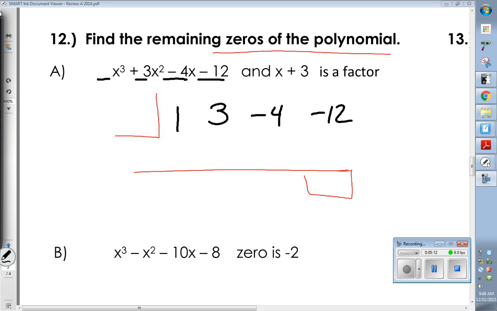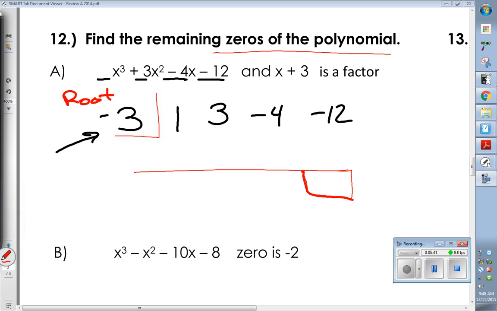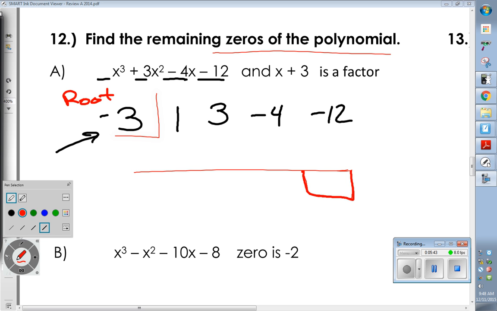It says x plus 3 is a factor. If x plus 3 is a factor, what number are we going to put in the box? -3. If x plus 3 is a factor, what does that tell me about -3? It's one of the answers. Good. Or it's a root. It's a 0. It's a solution. That's one of my answers. -3 is one of them. If it's an answer, what am I going to get down here for my remainder? 0. How many answers is this problem going to have altogether?